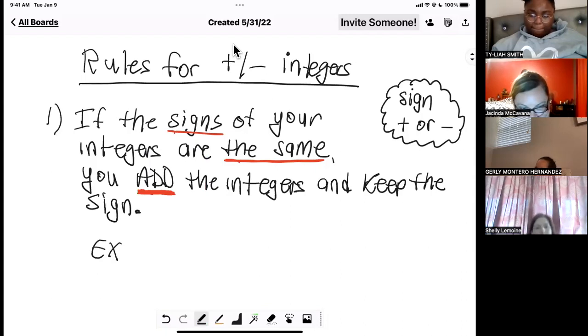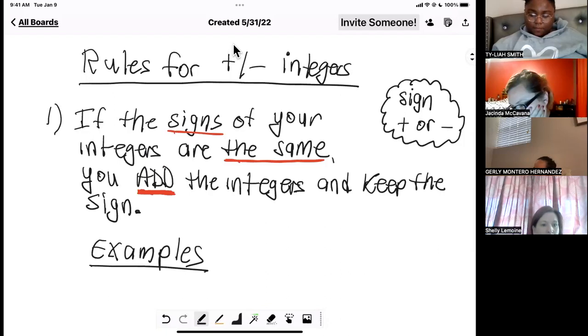And then we're going to look at a couple of examples before I do my second. There's only 2 rules. This is rule number 1. If the signs of your integers are the same, they're either both positive or they're both negative, you add the integers and keep the sign.